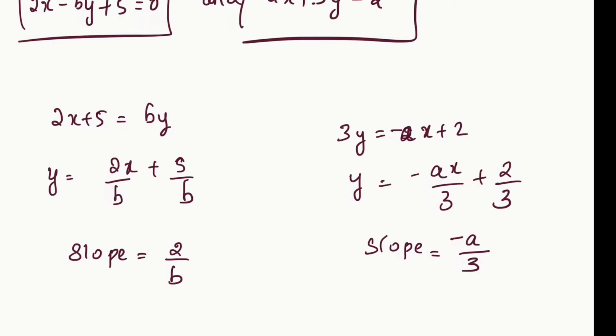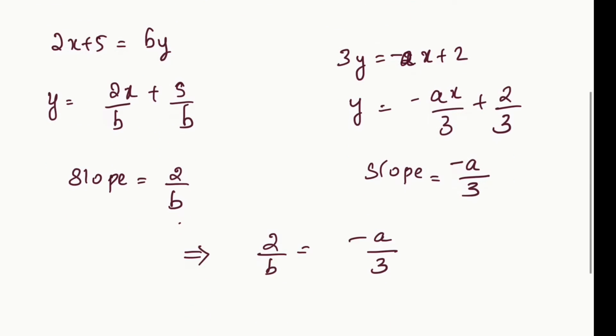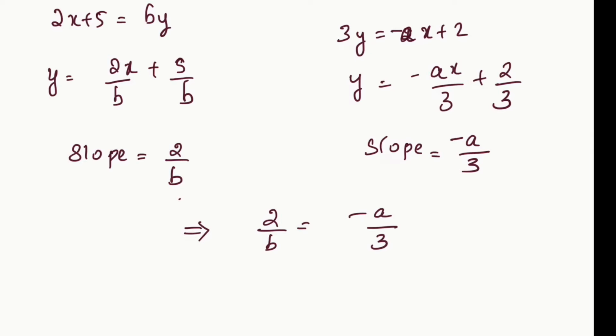Since these two lines are parallel, the slope should be equal, right? So you can write that implies 2 by b equal to minus a by 3. So you will get minus ab equal to 6, or ab is equal to minus 6.